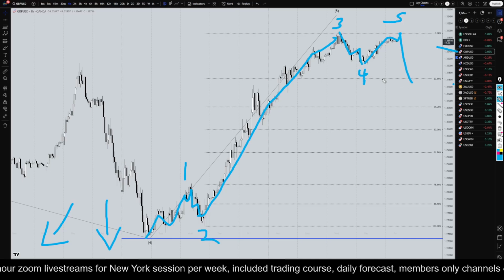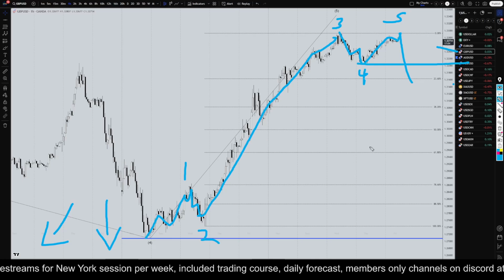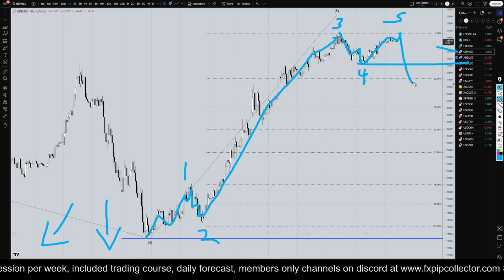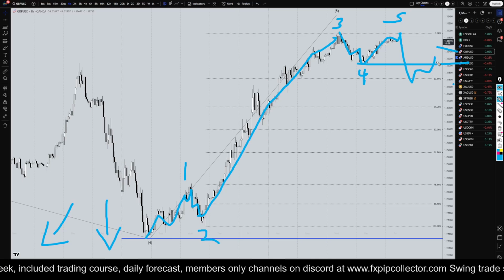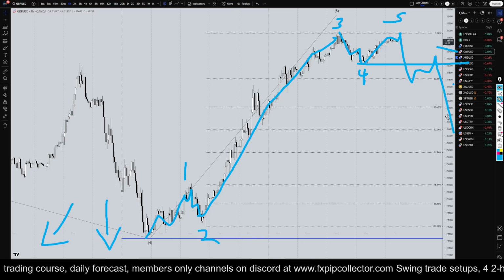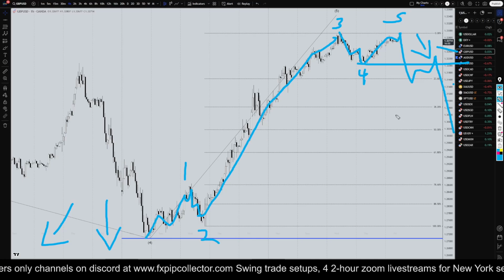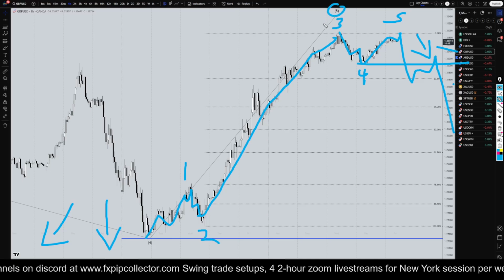So if this happens, then that definitely would turn me into a seller. After the break of structure, we would almost definitely get some kind of a pullback. And after the pullback is where I would be looking for shorts potentially for the continuation of a bigger move to the downside. If this is really a wave five on the much higher time frames, it would also lead to a pretty decent move down.